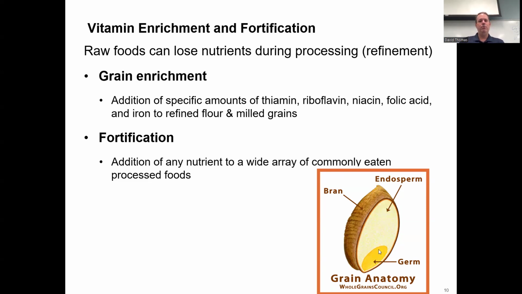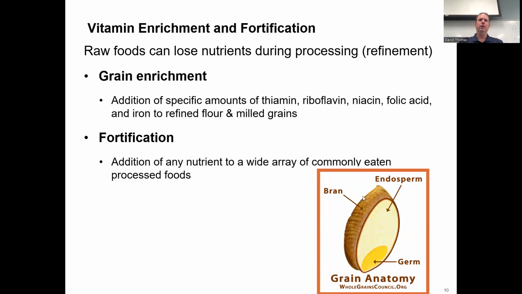Whenever the refinement process takes place, the bran and a lot of the germ layer is removed, and you're left with the endosperm layer. If you think about wheat, for example, and you have white wheat bread, that's going to be mostly this endosperm area, high in carbohydrates. You've got some protein there, of course, but it turns out that a lot of the vitamins are located in the germ layer and also in the bran area.